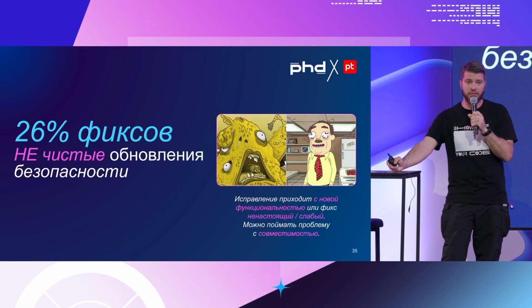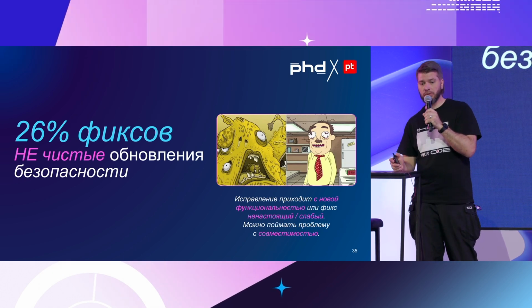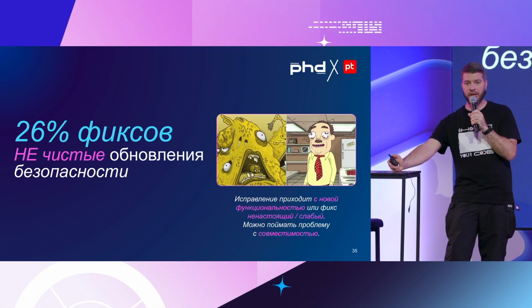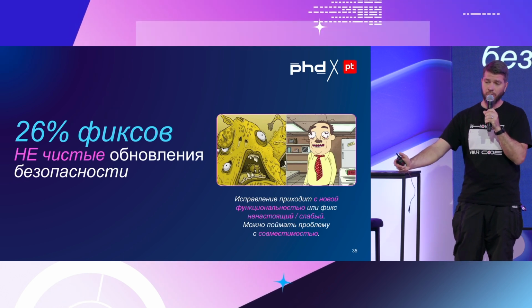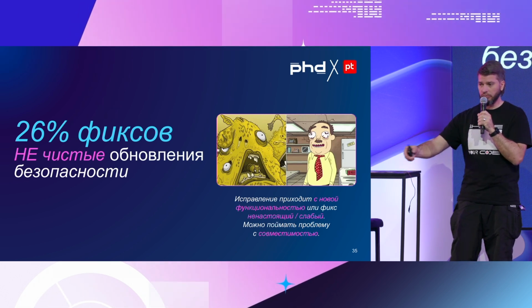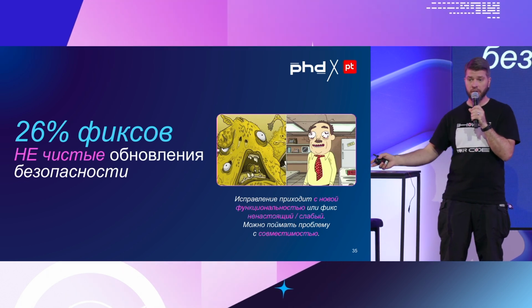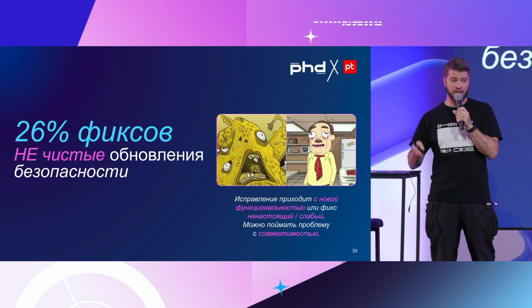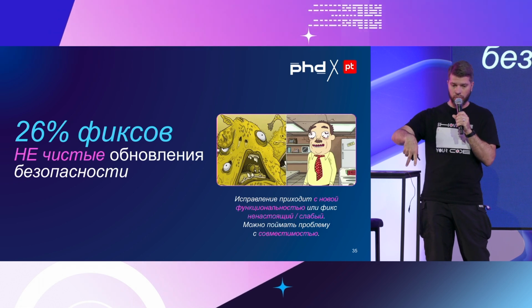Another stat, 26% of fixes, according to our research, are not purely security updates. 26% of fixes are not pure security updates. You cannot plug this value into your development model. You cannot rely on such fixes. Once every fourth, you'll have to dig into the code and double-check its quality.